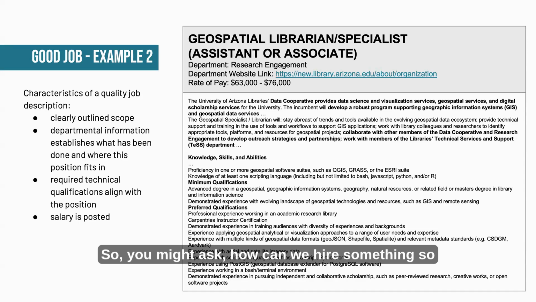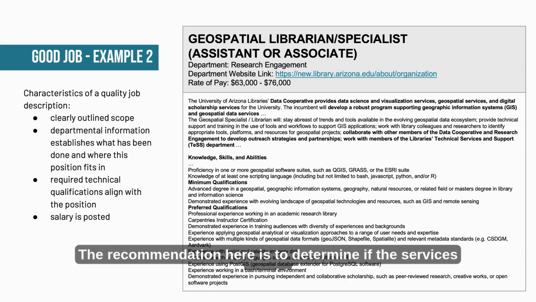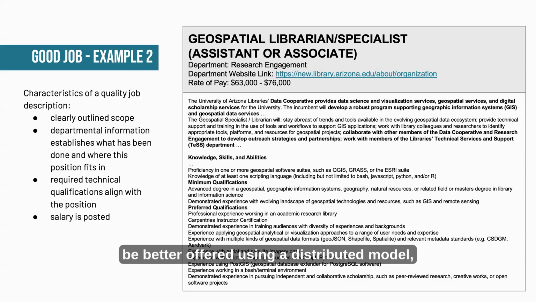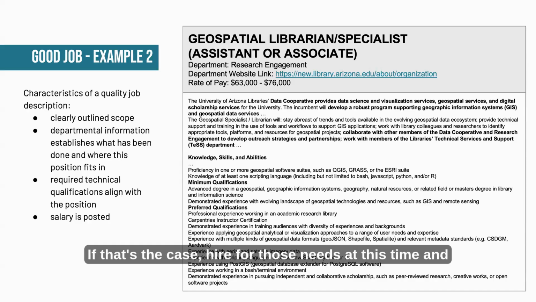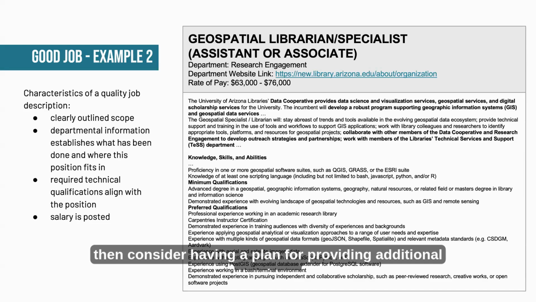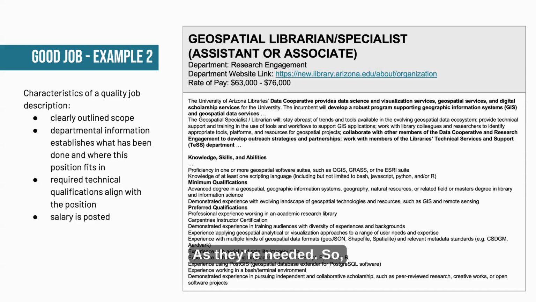So you might ask, how can we hire something so specific when you were just starting and need to cover the breadth of data services? The recommendation here is to determine if the services would be better offered using a distributed model, which I mentioned earlier, or whether there are specific initial needs a data librarian can focus on first. If that's the case, hire for those needs at this time, and then consider having a plan for providing additional services as they're needed.